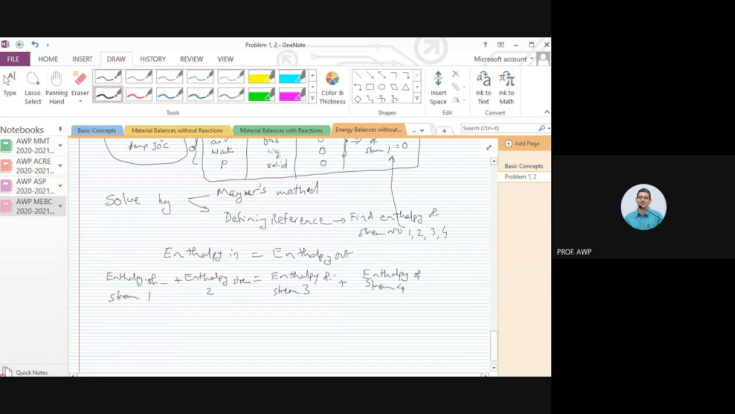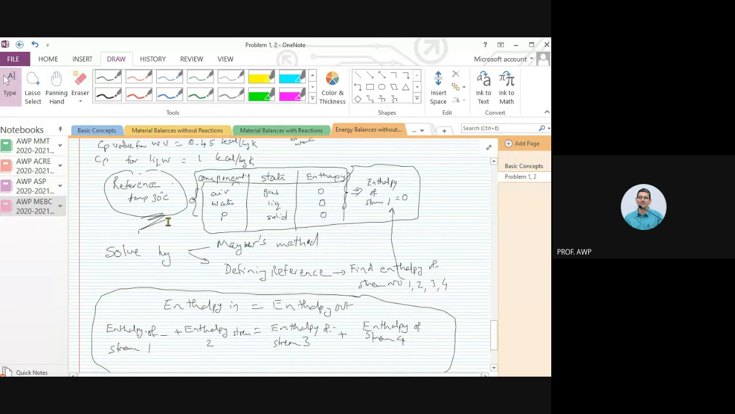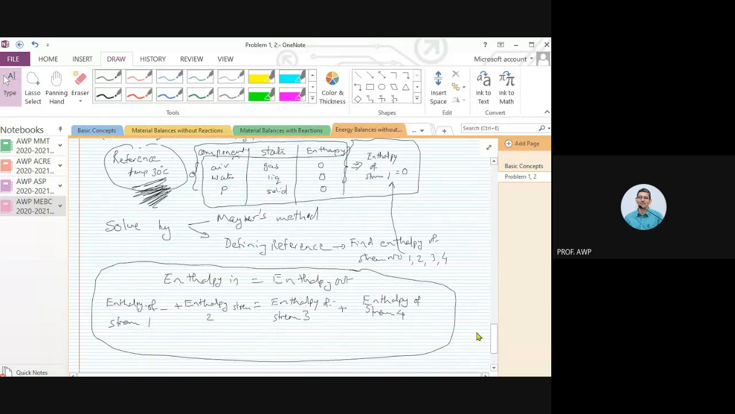Right? This is the energy balance that we are going to write. Why? Because we have been writing material balance also in the same way, material coming in, material going out. That's why we are defining a reference, and with respect to this reference, we are calculating the enthalpy of stream 1, stream 2, stream 3, stream 4, and then we write the enthalpy balance. Okay, so try both methods.